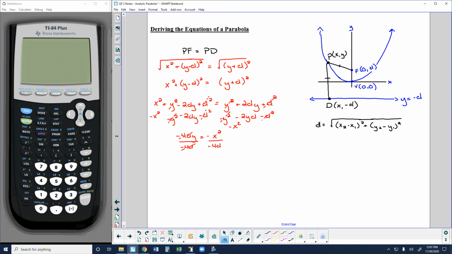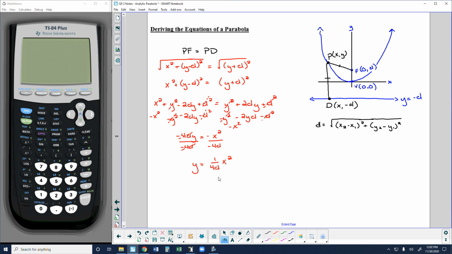And I'm going to write it as a fraction here. So this would end up being 1 over 4d times x squared. So the equation for this parabola is y equals 1 over 4d times x squared.